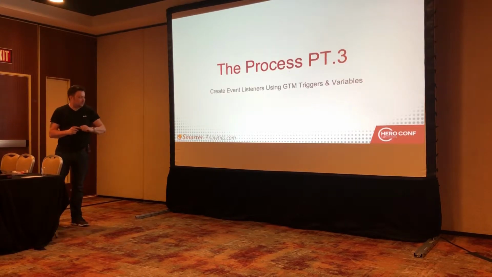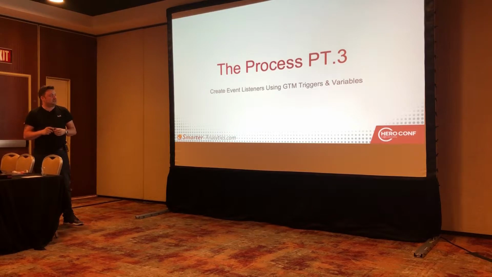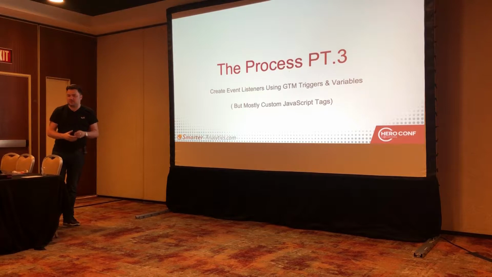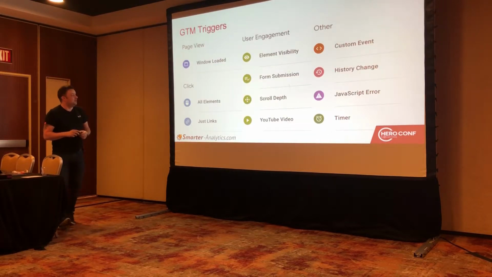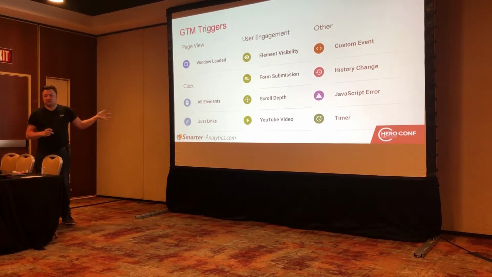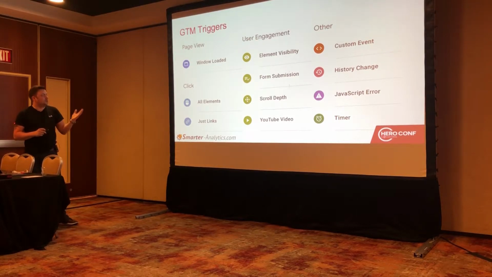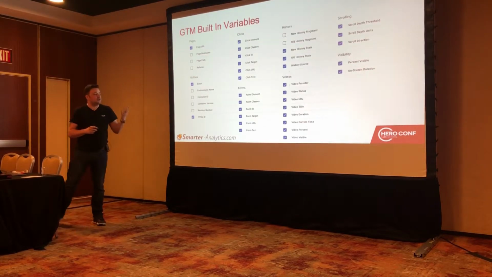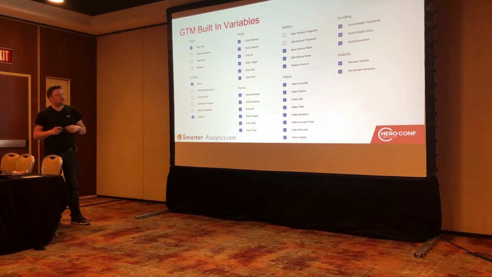The process, part 3, is creating the event listeners using GTM triggers and variables. And this is where we start dipping further into more complexity. Everyone familiar with GTM triggers? We've got all those there. You can use all of those. I've missed a few off that aren't very good to use, but all of those can be used to help you score someone's activity. We've got variables. All these variables we can use. I've unticked the ones that I feel aren't so useful, but you can find ways of using them. It's very fluid. There's no right or wrong here.